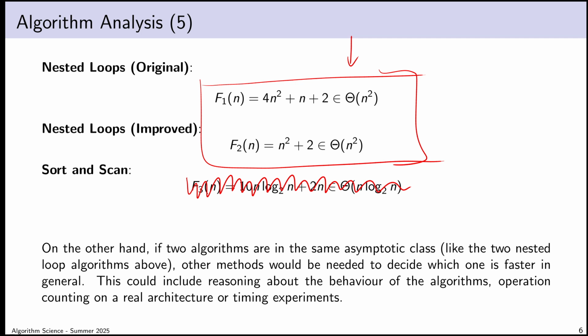Then the question is, which of these two is faster? Well, obviously the asymptotic notation doesn't help us because they're tied as far as big theta is concerned. Well, in that case, we do have to do something else. We can't use big theta if it's tied. So what do we do?